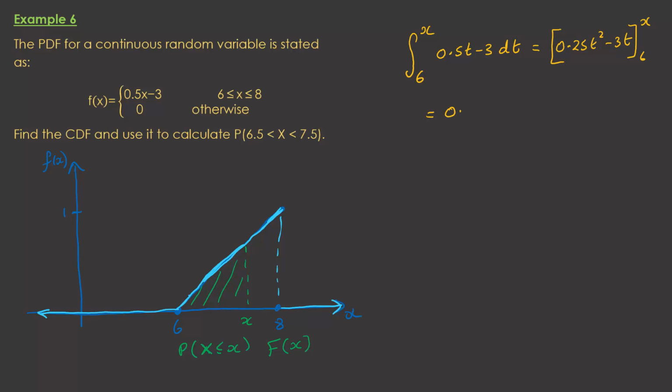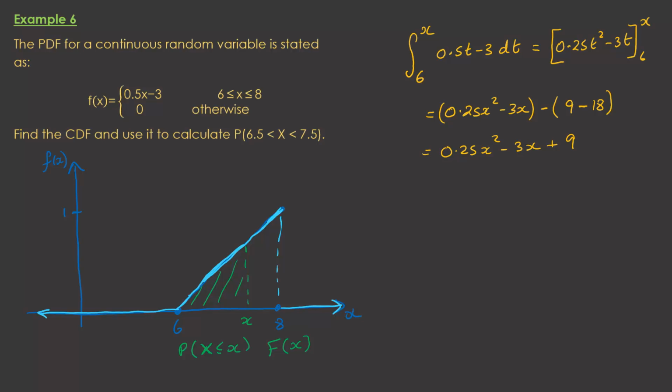which gives me 0.25 x squared minus 3x when I use the top limit, and with the bottom limit we've got a quarter of 36, which is 9, take away 3 times 6, which is 18. So that ends up being 0.25 x squared minus 3x. Now that will be minus 9, and with this minus as well, that's going to end up being plus 9.